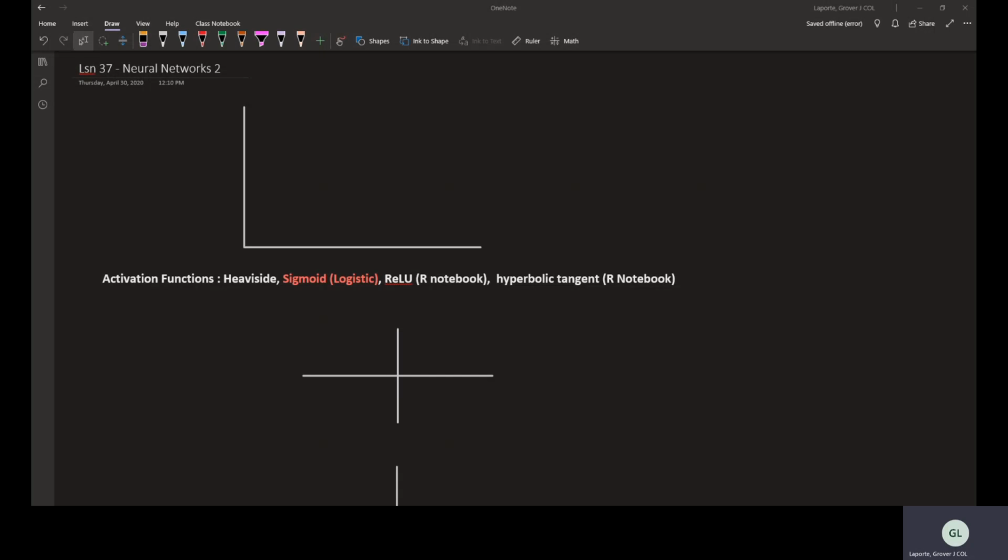Lesson 37, Neural Networks 2, class number 2. Now we're going to start actually getting into neural networks instead of our perceptron network. I just want to go over why we want to do that.